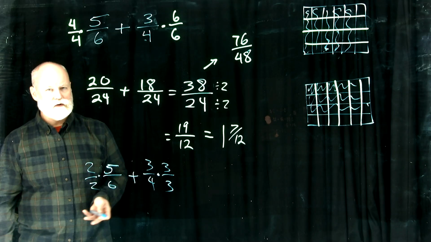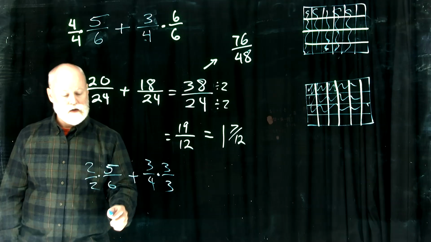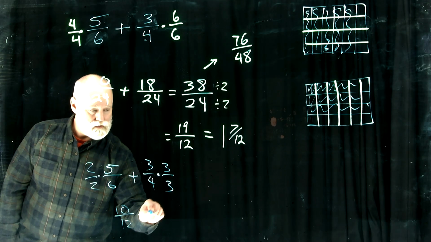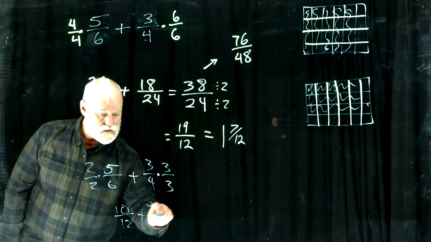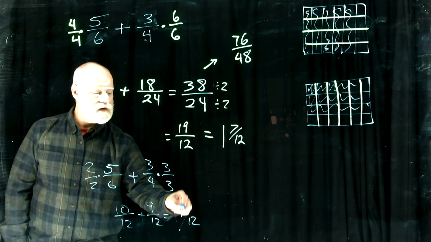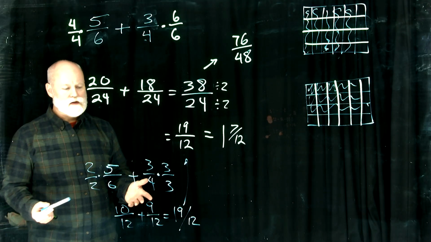So maybe you're like, where did all those numbers come from? 2 times 6 is 12. 4 times 3 is 12. So what I have here is 10 over 12 plus 9 over 12, which is 19 over 12, which is what I got right there. So it's just another way of reworking the exact same problem.